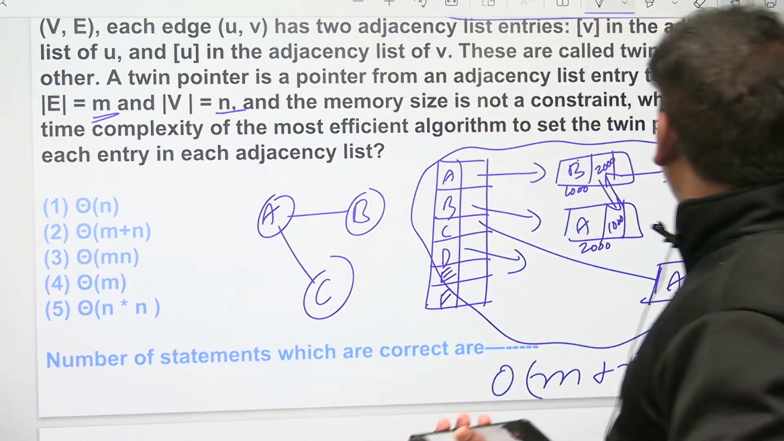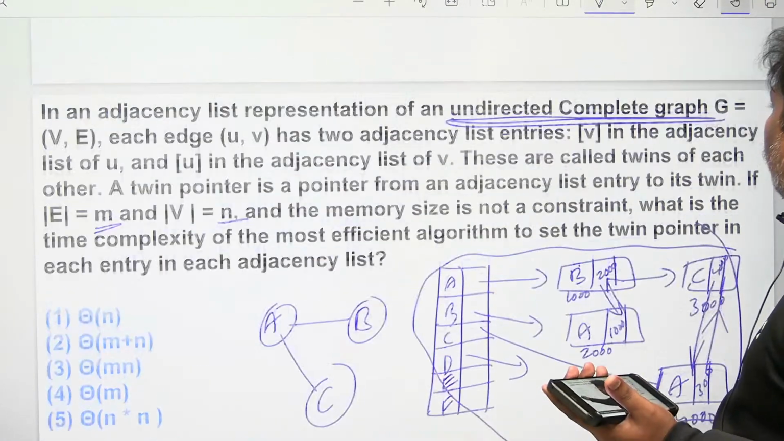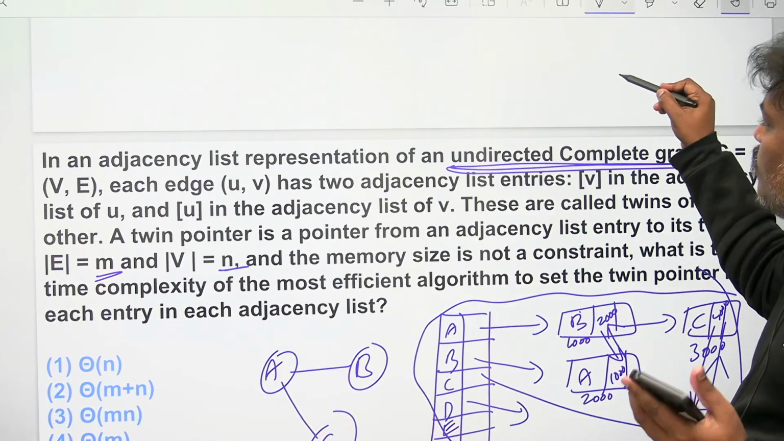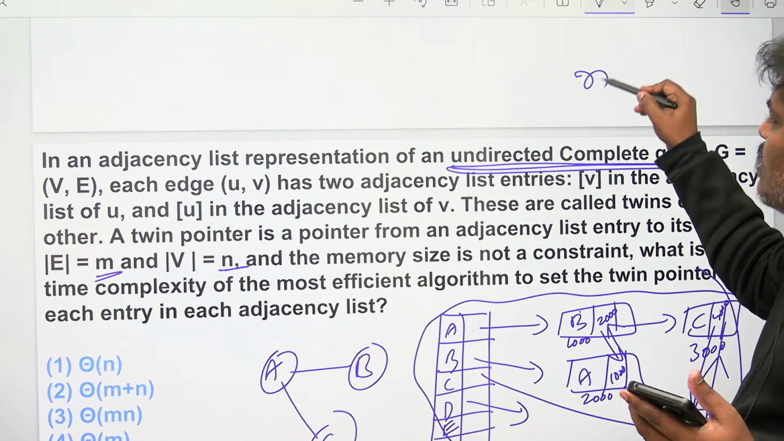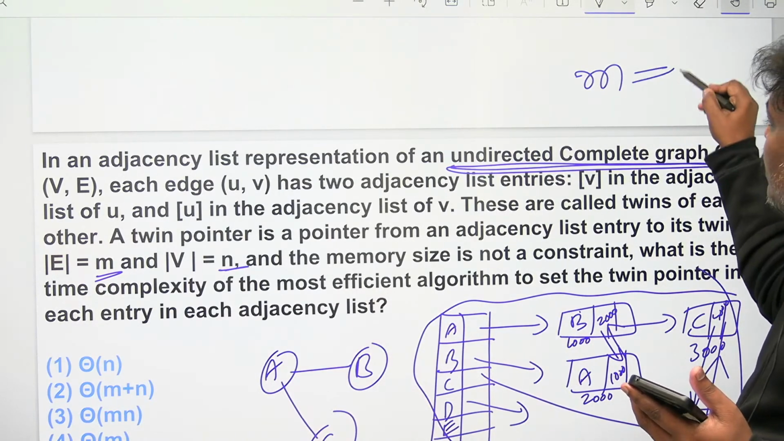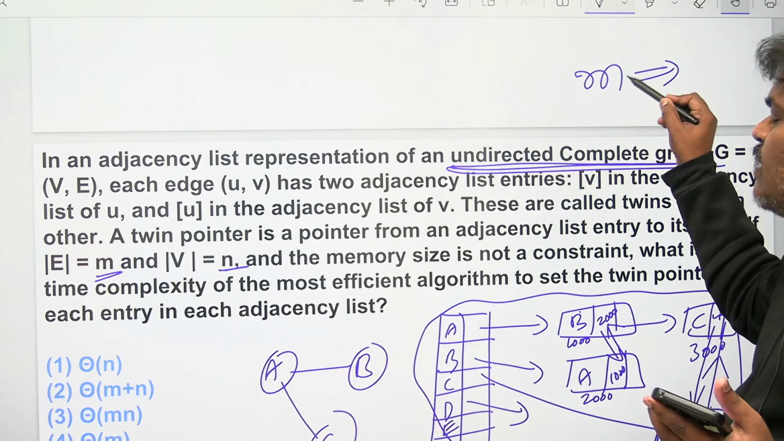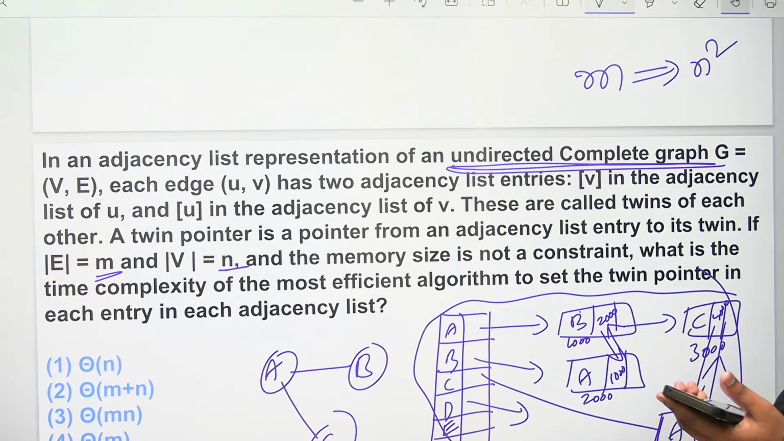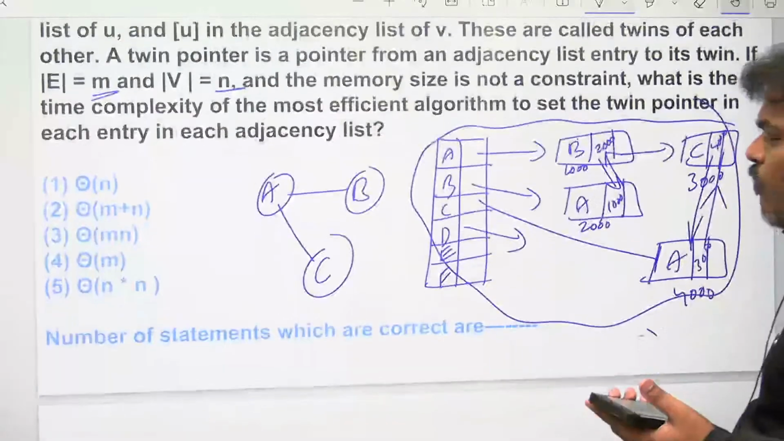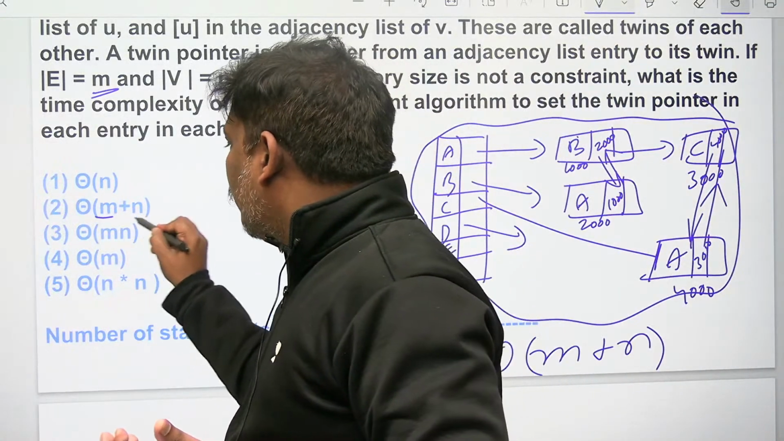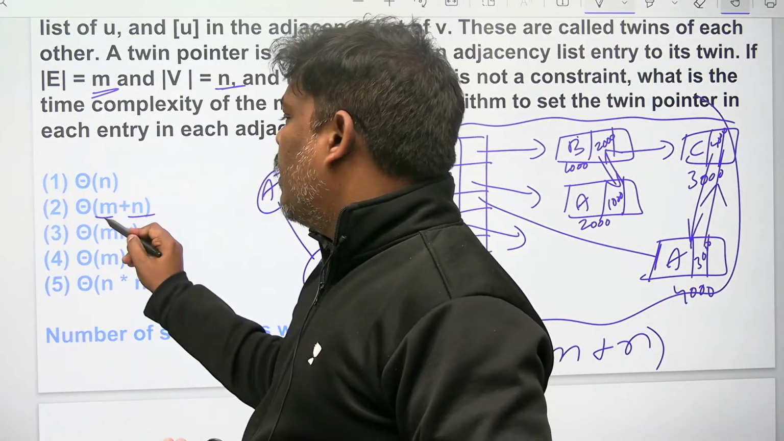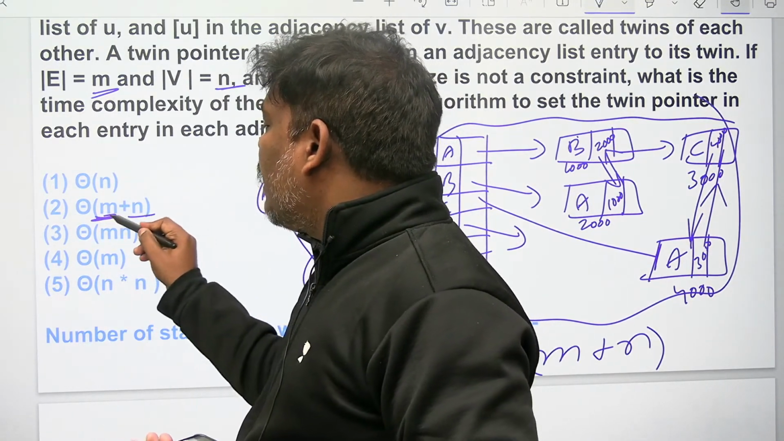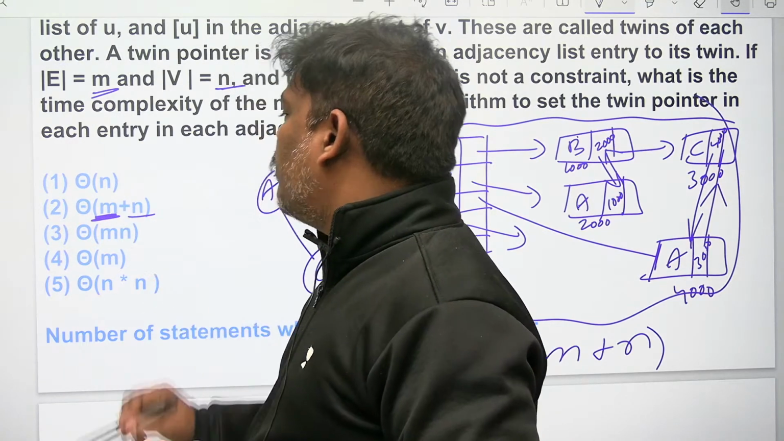But one thing, it is a complete graph. In the complete graph, how many edges are there? The number of edges he mentioned as M. The number of edges is going to be V square, that means N square. Complete graph, he mentioned complete graph. Please be careful. If it is a complete graph, M and N, which is bigger? M is bigger, meaning the number of edges is bigger.